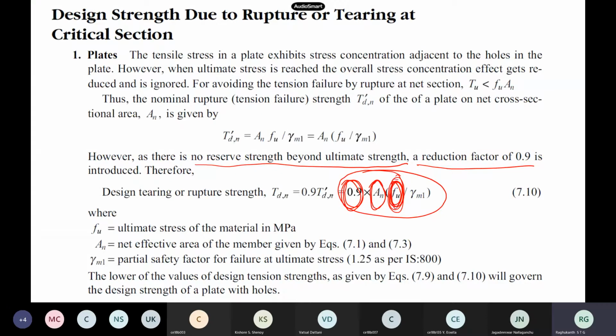So we go up to Fu, but we add one small factor of safety, 0.9. That is because it is the ultimate thing you are going for, so to be on the safe side, this 0.9 is a factor of safety. They add an additional factor of safety apart from gamma m1. And how to calculate net area, we have discussed in our last class itself.